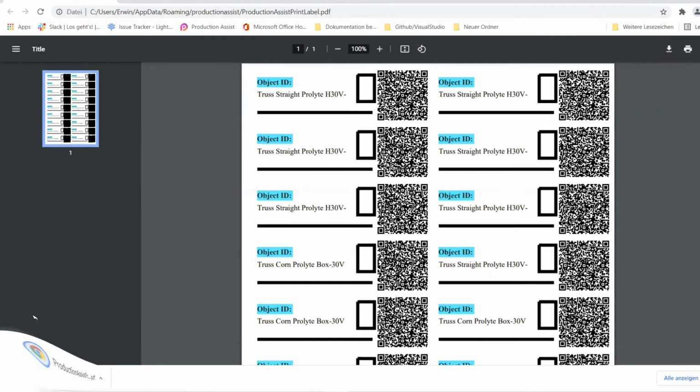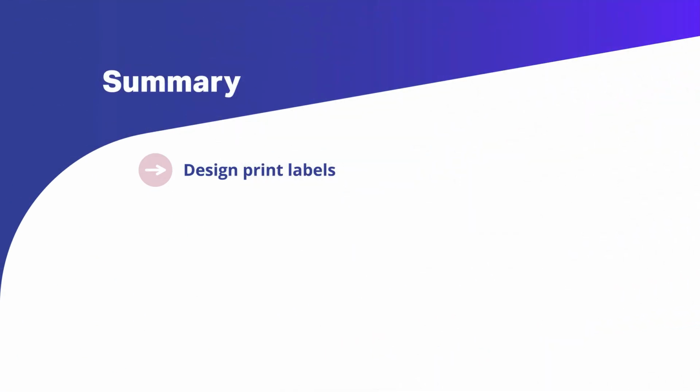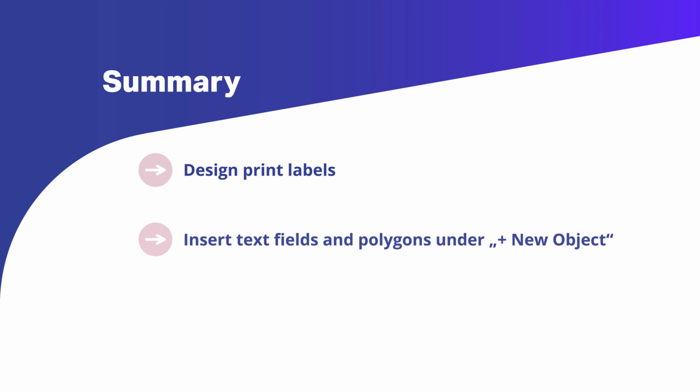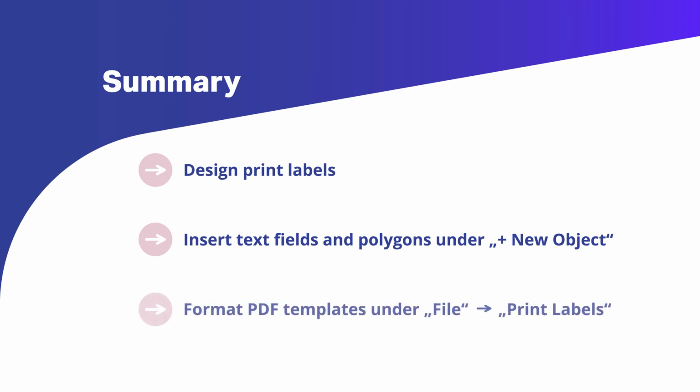Remember, labels with QR codes can be designed using the option Windows Resource Manager. Here you can find text fields, polygon, QR codes, and images, and edit them. You go to File, Export, Print Labels to format the PDFs.